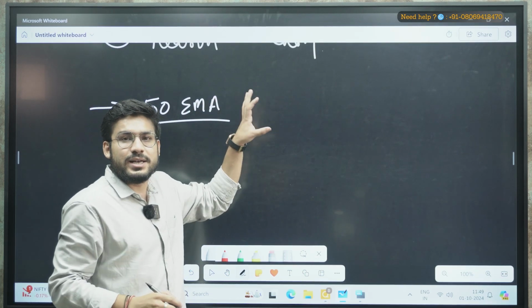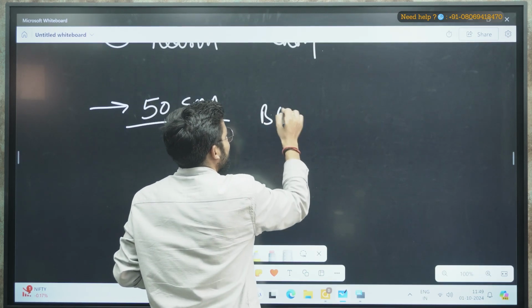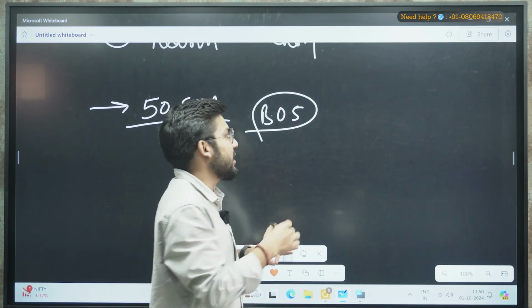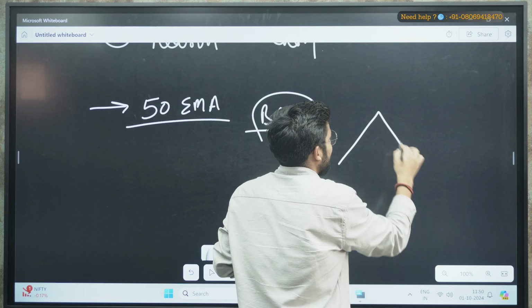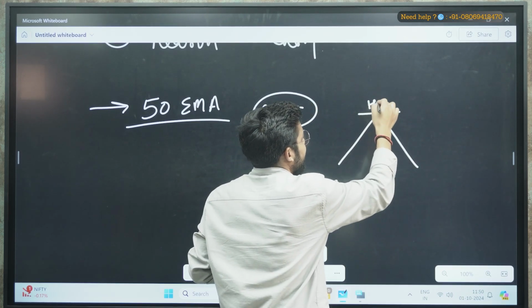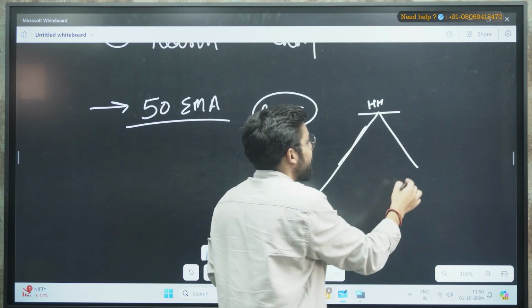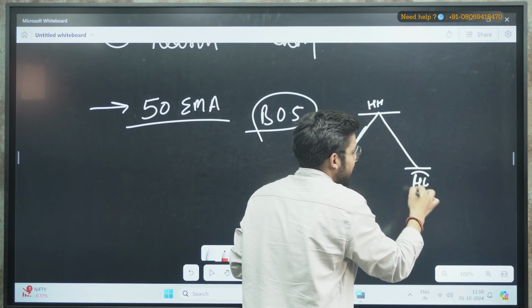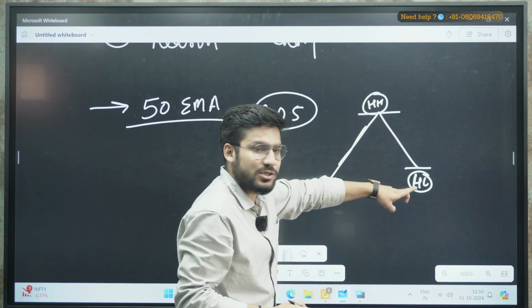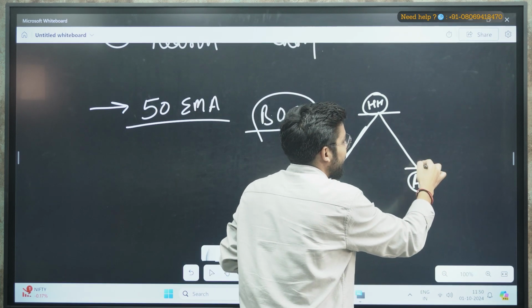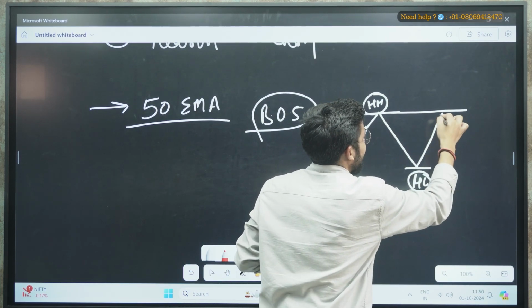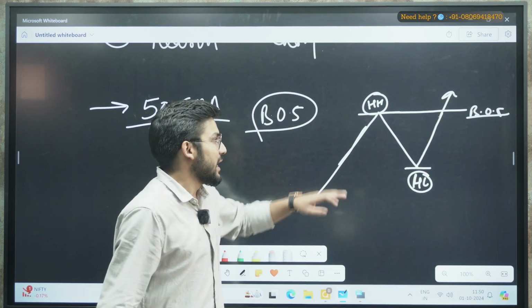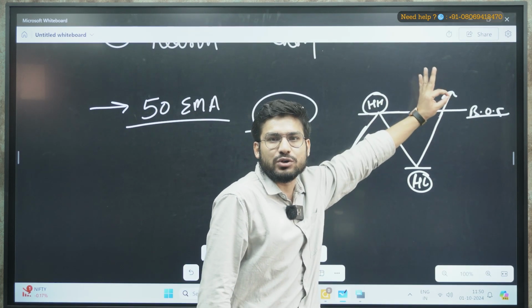And again, there is one thing that is called the breakout of structure. This is the smart money concept. I have covered this, but I'll tell you again. For example, if there is an uptrend and there is a higher high, your market is like this. At any point your market will reverse back and make a higher low. So this is the swing high and this is the swing low. Now at any point your market will go again and break this higher high. So this is your breakout of structure. Your previous high has been broken.